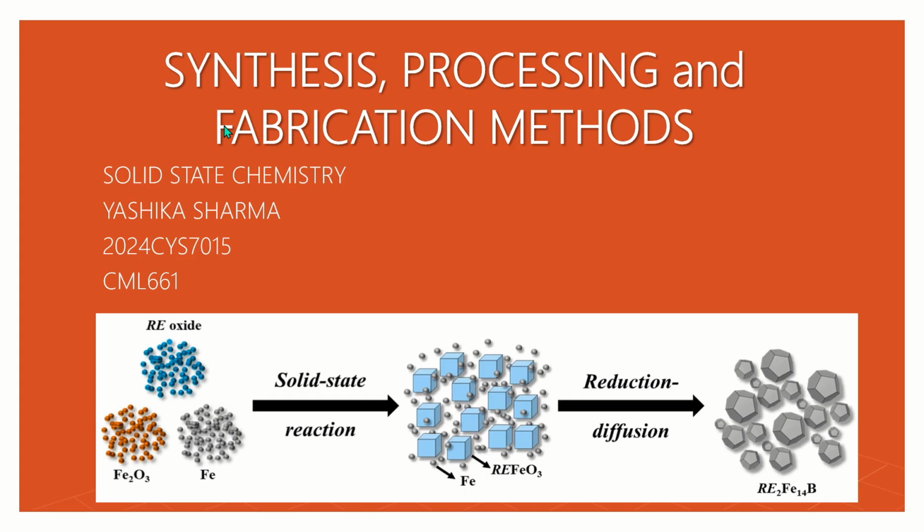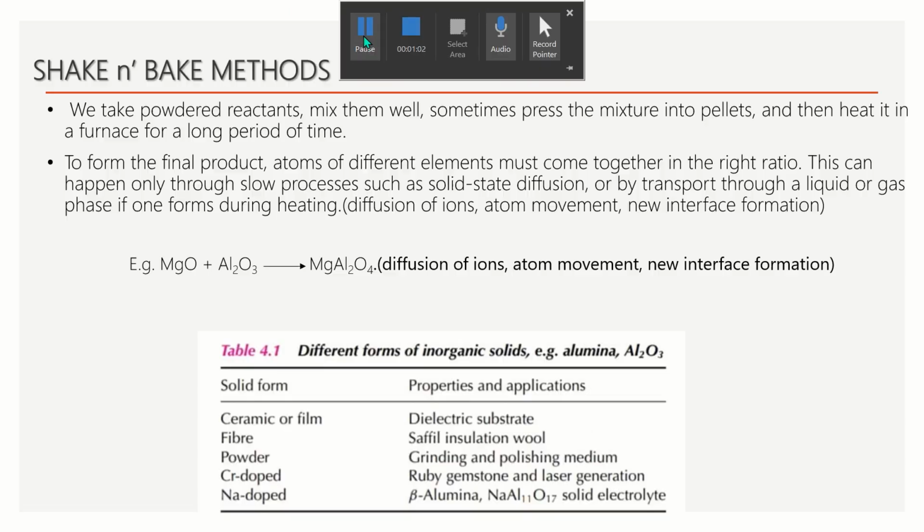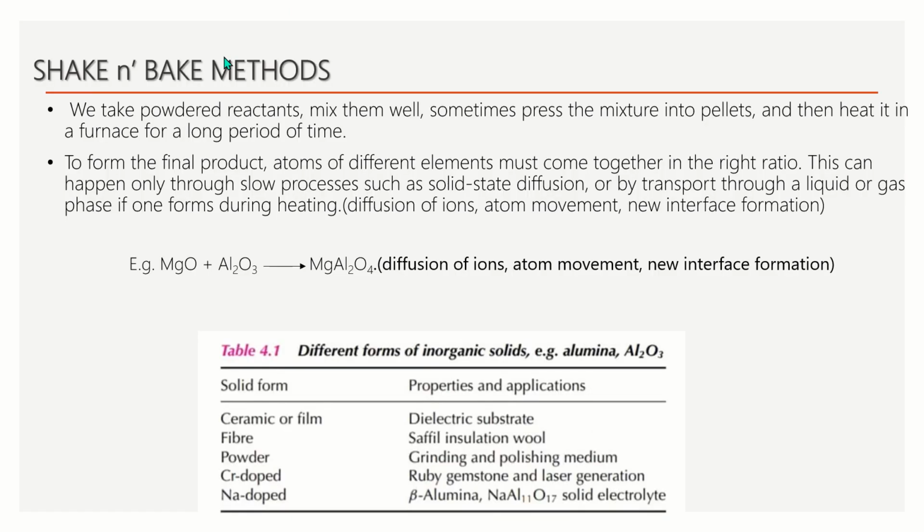Now I will explain the oldest and simplest method used to make inorganic solid materials. This method is so basic that people jokingly call it shake and bake or beat and heat method. What do we do in this method? We simply take the powdered chemicals we want to react, mix them nicely, sometimes press them into a pellet, then put them in a furnace to heat for a long time. That's it. No complicated instruments, no fancy technology, just mix and heat.